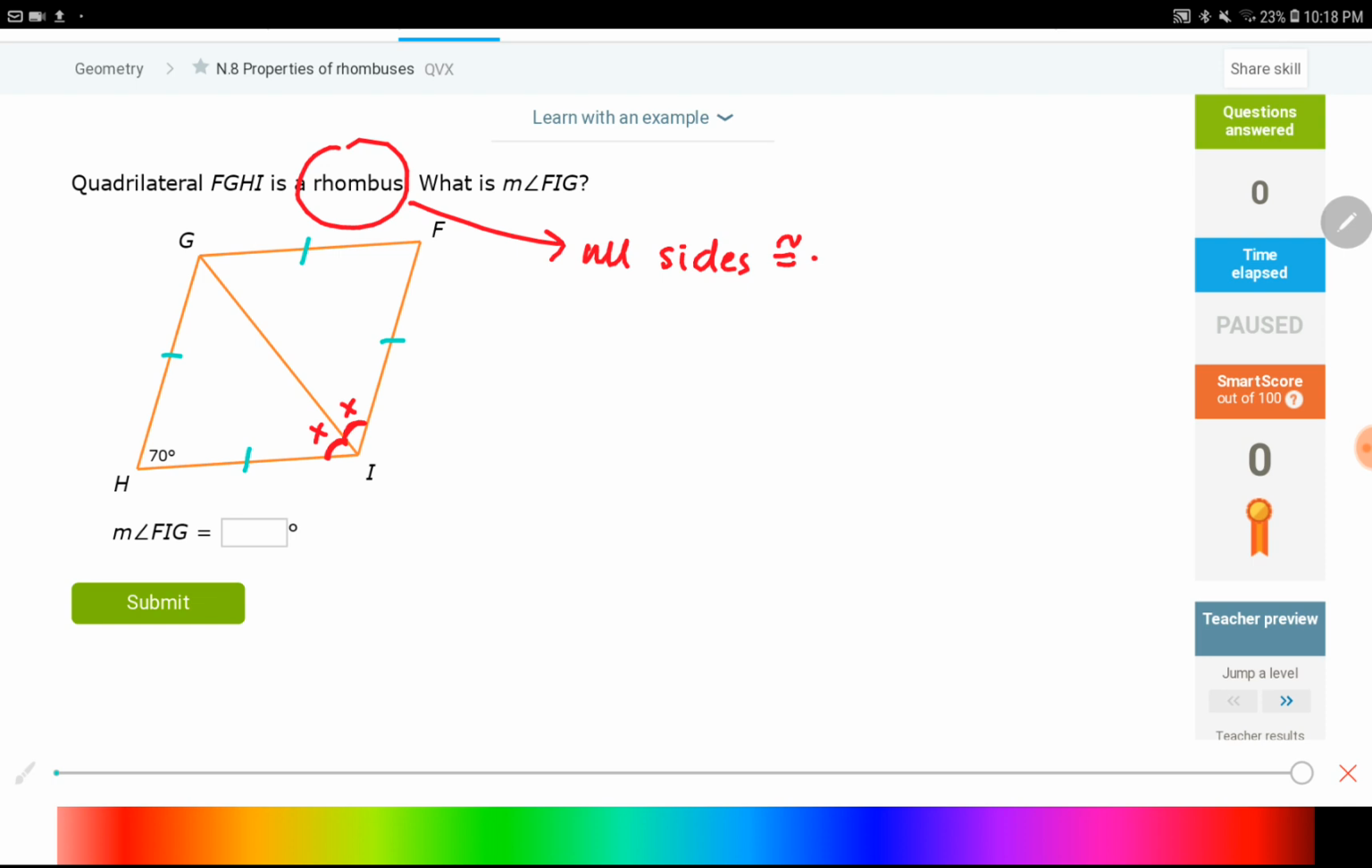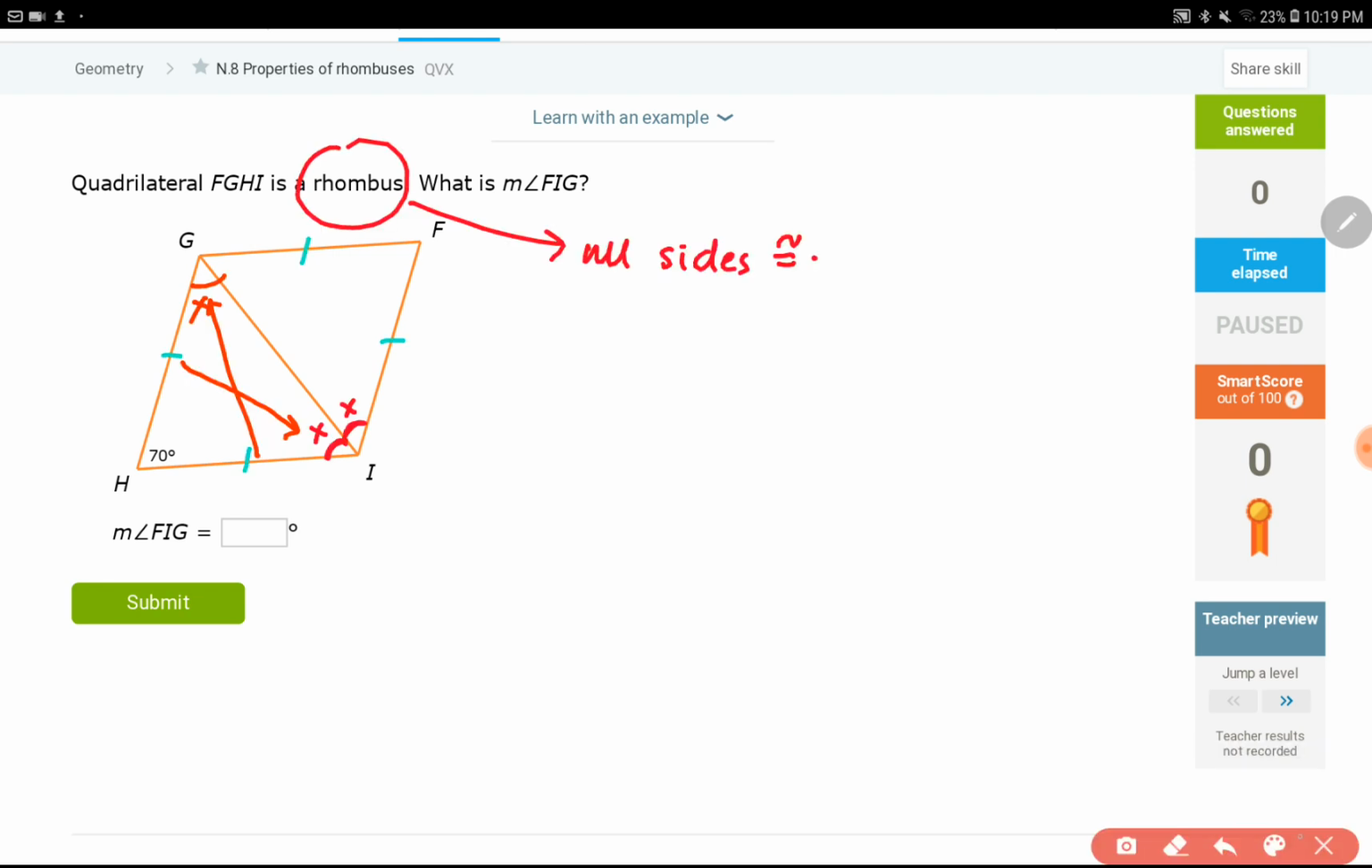So those two angles are the one that is across from GH and the one that is across from HI. So those two angles, like angle, it's not angle G, but it's at that point. And the other one that I labeled with X.